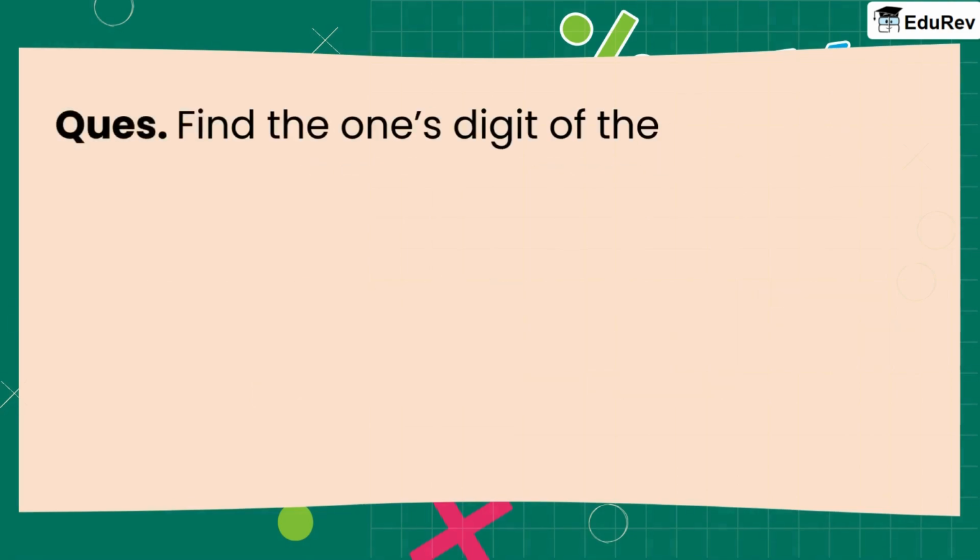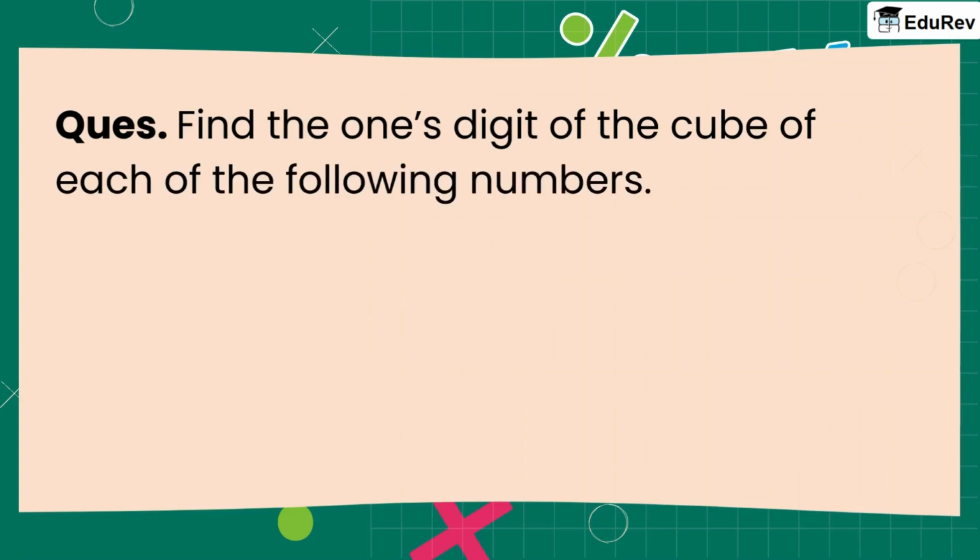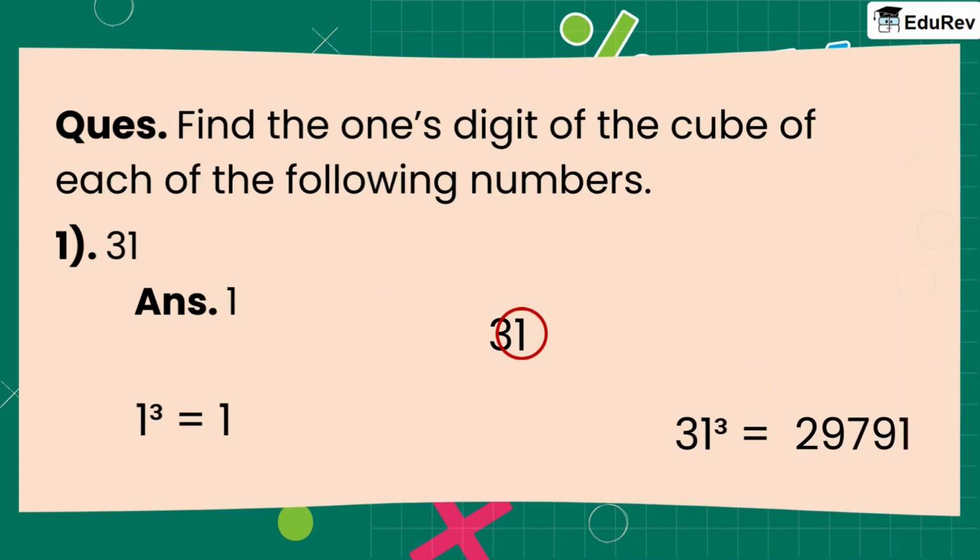Let's try a question. Find the ones digit of the cube of each of the following numbers. 31. Yes, the answer is 1. Because the digit at ones place of the number is 1 and the cube of 1 is equal to 1. Let's confirm by calculating its cube. So the cube of 31 is 31 into 31 into 31, which using a calculator comes out to be 29791.